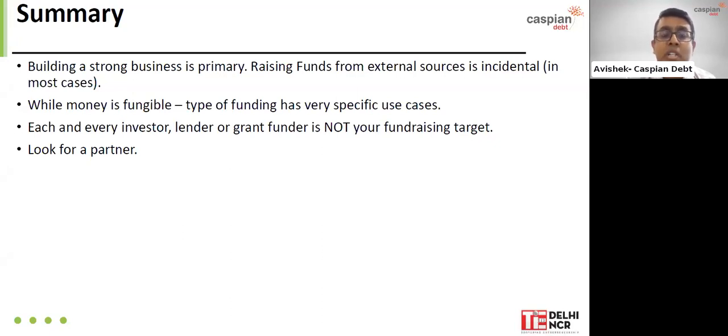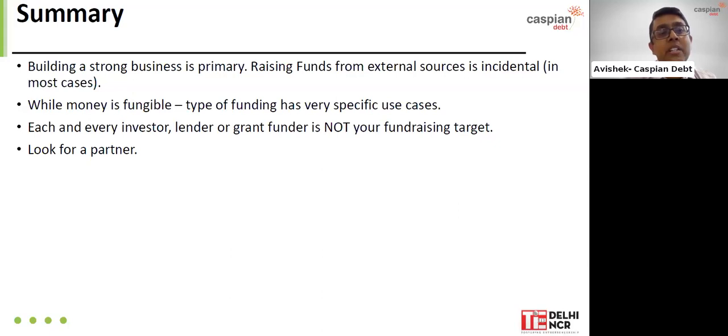You can build a business that is heavily profitable that doesn't need to raise external capital. There are several examples of that sort. So that is a good model to follow. It is an equally good model to follow when you want to raise capital from external sources, but don't build a business thinking that raising capital is the primary goal. The primary goal always has to be building a strong business.